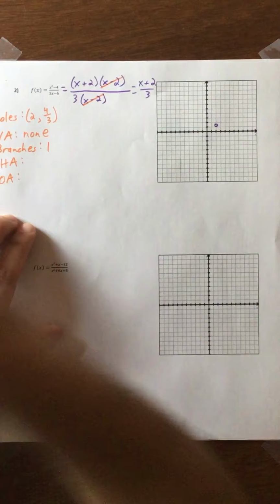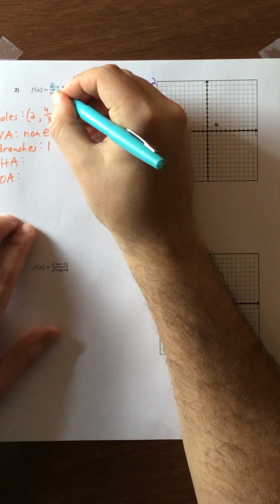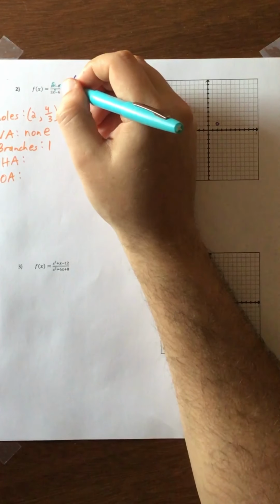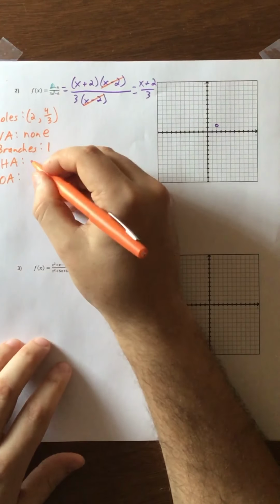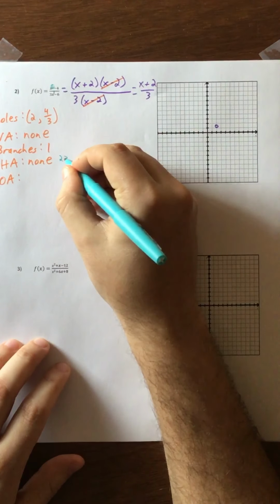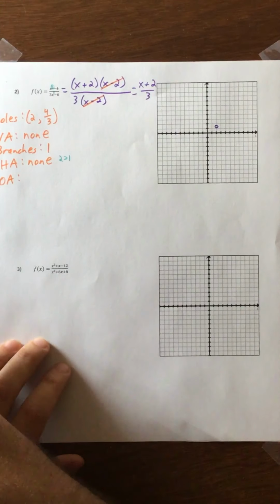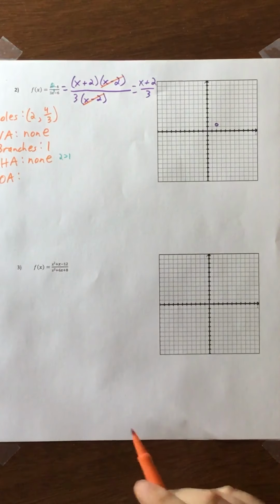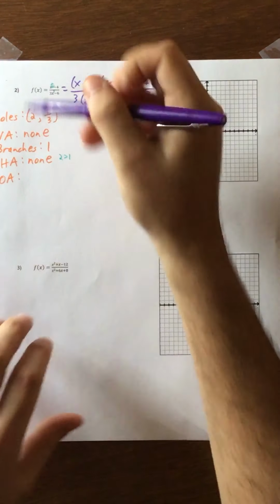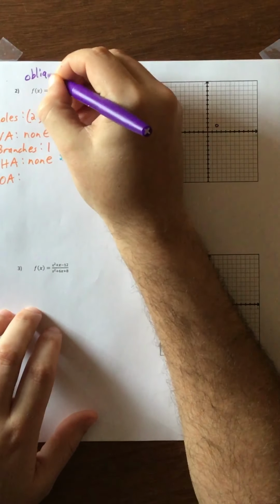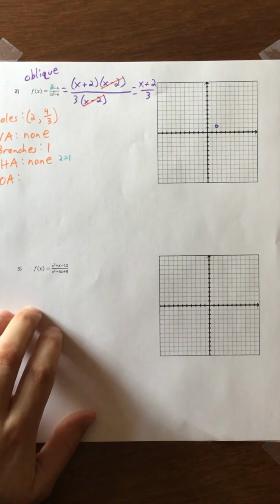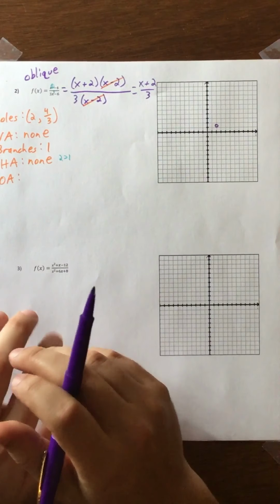Look back at the degrees of your numerator and denominator. Numerator is greater than denominator, so there's going to be no horizontal asymptotes, because 2 is greater than 1. And now I just got to ask myself, is this the case where I have an oblique? Yes, it is. This is an oblique problem, because 2 is exactly 1 greater than 1.